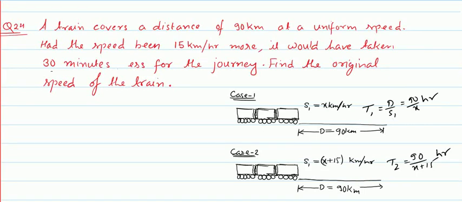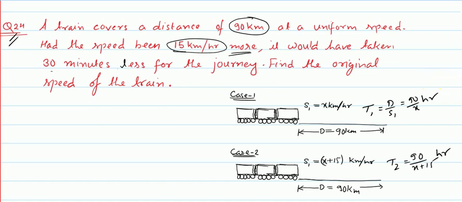Hello everyone, so we have been doing exercise 5e. Now we are going to do question number 24. Okay, so here it says a train covers a distance of 90 km at a uniform speed. Had the speed been 15 km per hour more, it would have taken 30 minutes less for the journey. Find the original speed of the train.